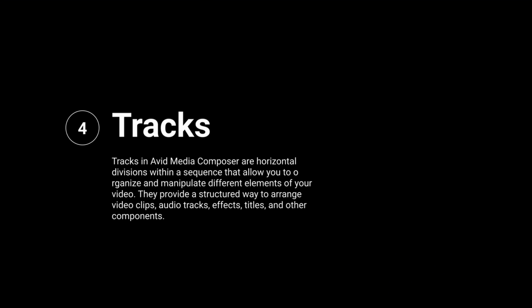Clips can be trimmed, moved, or edited within the timeline. Tracks. Tracks are horizontal rows in the timeline where video and audio clips are placed. Sequences usually consist of multiple video and audio tracks to allow for layering, multicam editing, and effects.